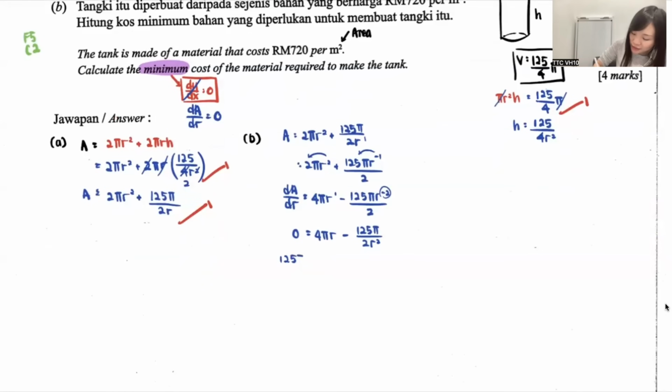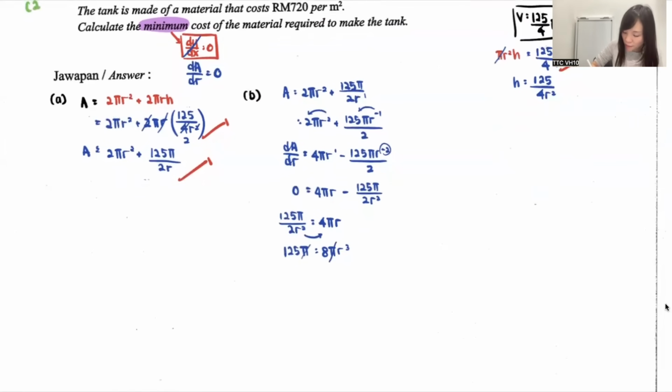Now continue to move things around to get the answer. Minus, move it over, plus. 125 pi over 2r squared is equivalent to 4 pi r. Divide, move up, times: 8 pi r cubed equals 125 pi. Here got pi, cut, no more. Times 8, move it over, divide by 8. I guess getting 125 over 8. So cube, move it over, become cube root. Cube root of this answer, I guess getting 5 over 2. Square root only needs plus minus. Cube root no need, my dear. All the odd numbers no need, all the even numbers need. Okay, so this is the answer already.